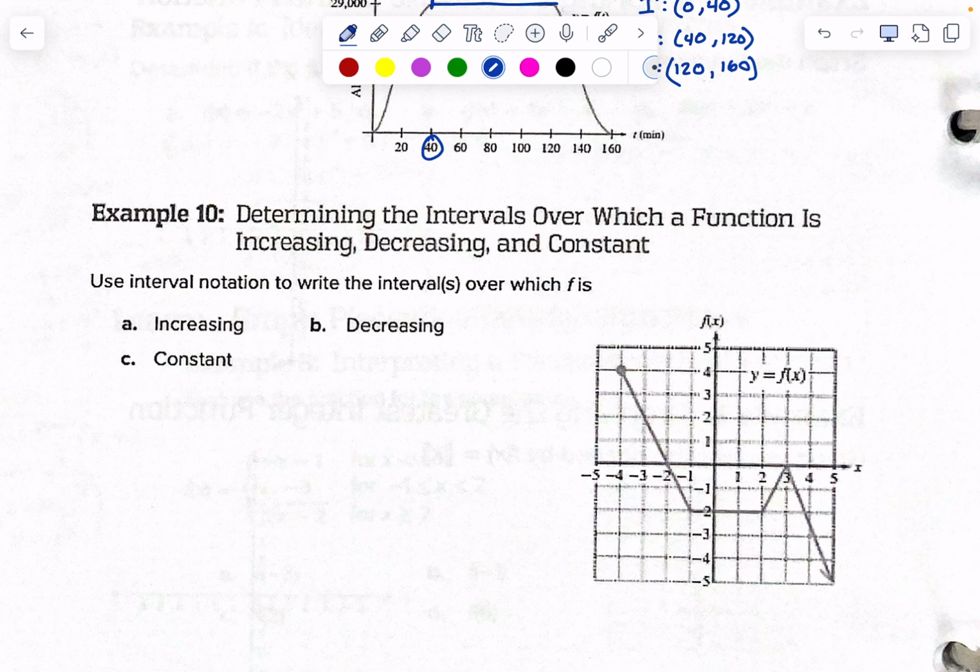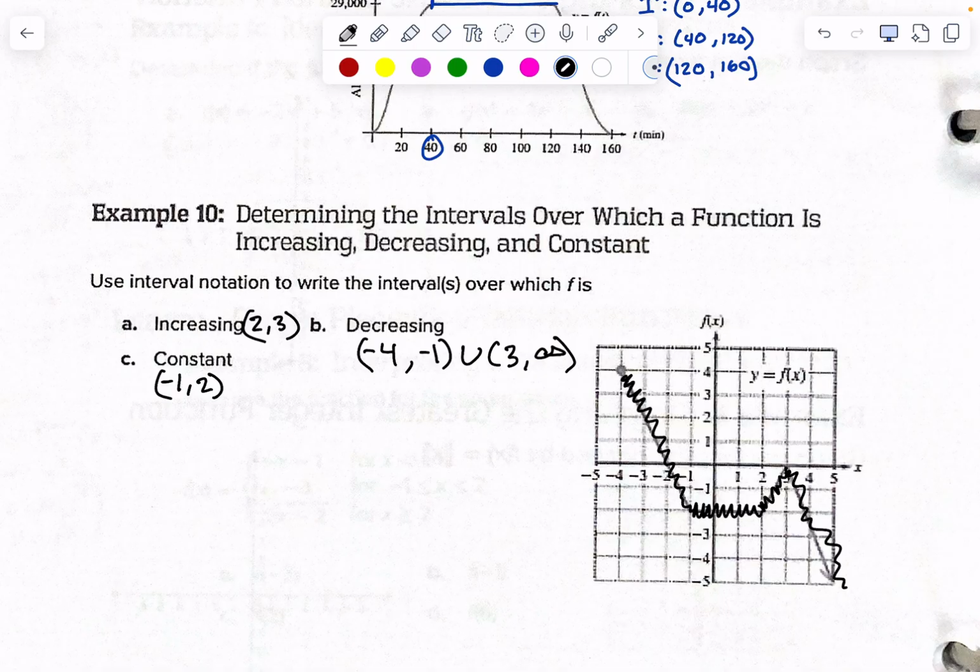It is easy to lose track of where you are, so I just go in order from left to right. So what's he doing first? He's decreasing from what to what? From -4 to -1, he is decreasing. Then he is constant from what to what? From -1 to 2, he is constant. Then he is increasing from 2 to 3. Then he is decreasing again, from 3 to infinity, so I use a union because there are two sets of it. Done. I just go in order, right? That way I don't lose a chunk. Got it? Not too bad?